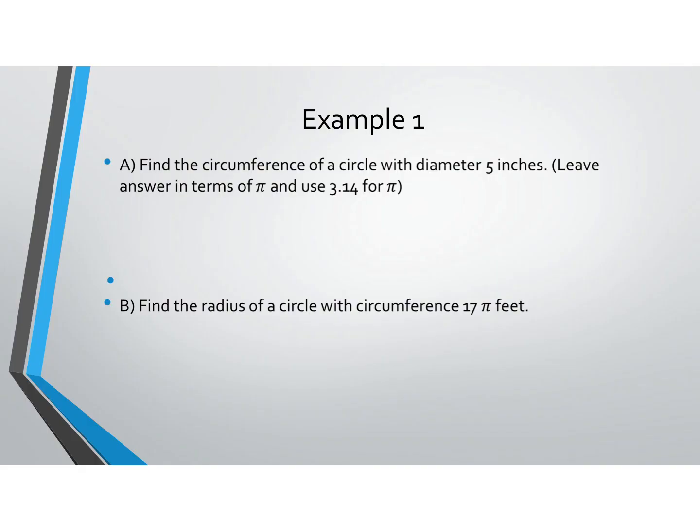So let's take a look at example 1. It says find the circumference of a circle with a diameter of 5 inches and leave your answer in terms of pi and then use 3.14 for pi. So we're going to have 2 answers here. We're going to leave it in terms of pi and we're going to use 3.14 for pi. We are not going to use the calculator stored value of pi.